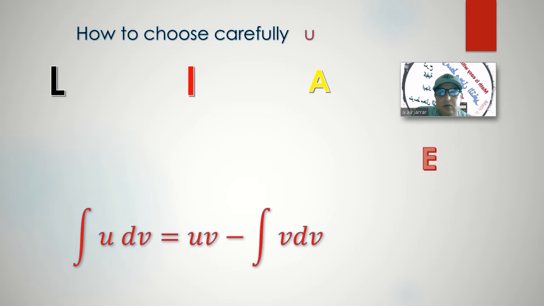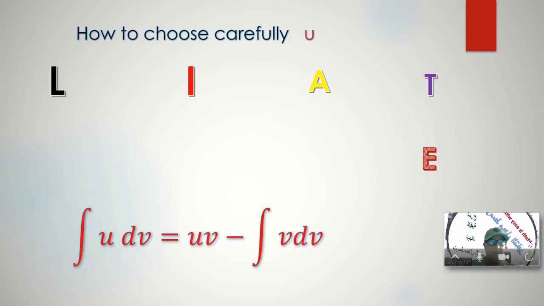We have here one technique. We have one list: L, I, A, T, E. What does this list mean? First of all, we must know that the first thing you find in this list will be u, and the other one will be dv. Now let's explain this.